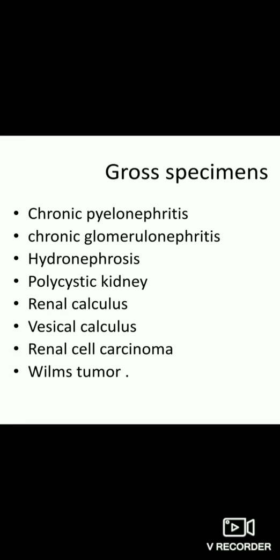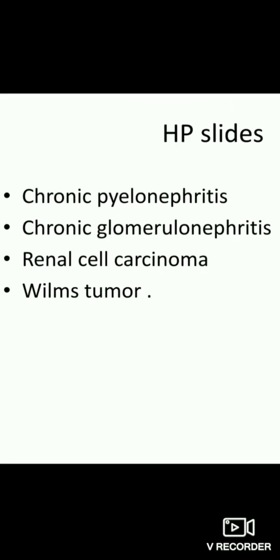Good afternoon, class. I will be discussing pathology practical classes number 26, 27, and 28. That includes the following raw specimens. Those are the chronic pyelonephritis, chronic glomerulonephritis, hydronephrosis, polycystic kidney, renal calculus, vesical calculus, renal cell carcinoma, and Wilms tumor. And the slides which I'll be showing today are chronic pyelonephritis, chronic glomerulonephritis, renal cell carcinoma, and Wilms tumor.